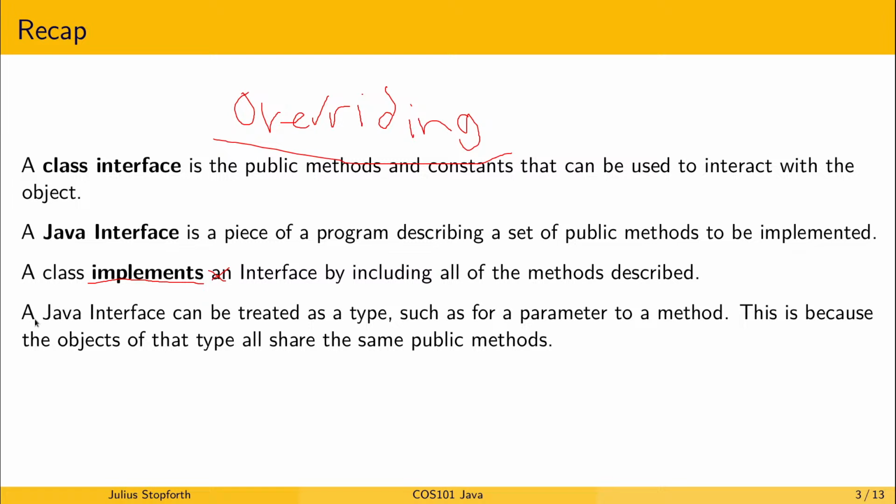The Java interface can also be treated as a type, right? So if you have a parameter to a method, or a collection, an array list, you can use an interface as if it were a type, because Java at compile time can figure out if an object has the method related to the interface. So they all share the same public methods, which is why we can use it as a type. Something I forgot to add to the slide is that with a Java interface, it is only public methods. You're not describing any variables or private methods or anything. It's just public methods. So an interface is just a recipe for public methods.